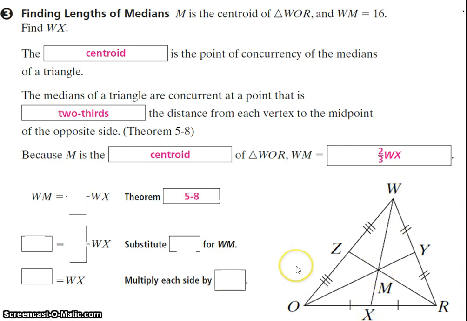So if we take WM using theorem 5-8 and take 2/3 of WX, we can then figure out what's going on. They tell us that WM is 16, so we substitute 16 for that. And so 16 is equal to 2/3 of WX. So we multiply each side by 3/2 and we find out that WX is 24. The other way of doing it is simply to multiply 16 times 3/2, and that would have gotten us the answer as well. We're going to have to come back to this particular problem in a little bit, by the way.